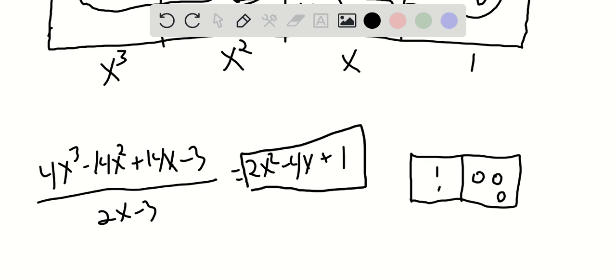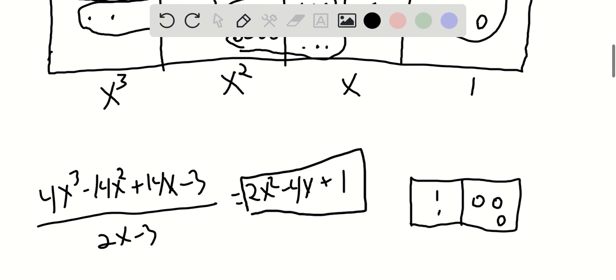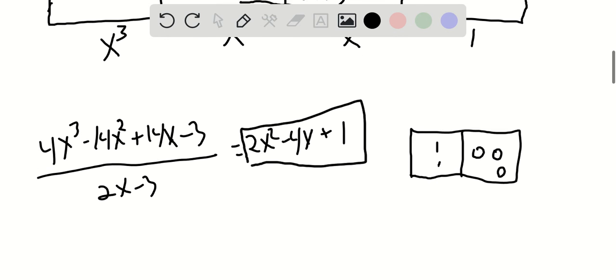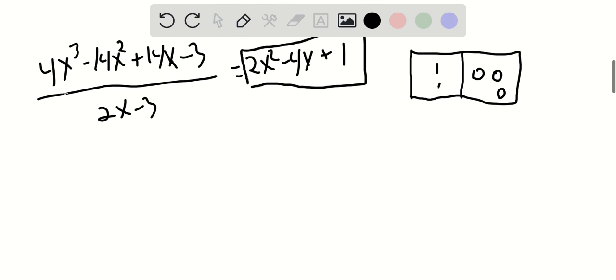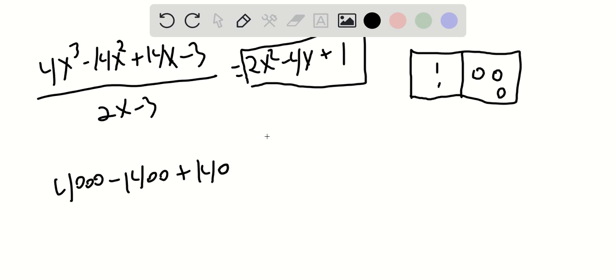And remember, x can be any number. What we're doing here is division in all bases at once. But if x really was 10, we just computed 4 times 10 cubed, so that would be 4,000. And then minus 14 times x squared, that'd be minus 1,400. And then plus 14 times 10, so that'd be plus 140. And then minus 3, all divided by 2x minus 3.